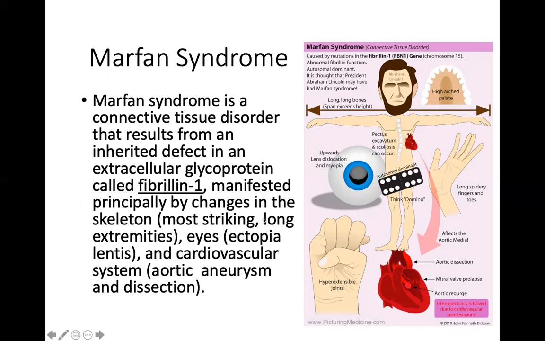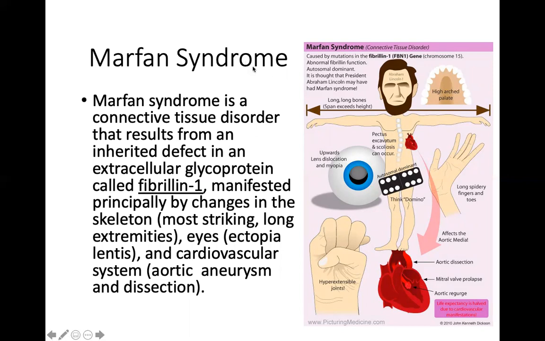The most striking is the long extremities. So mahaba yung mga karaw-kaw niya. Arachnodactyly. We also have changes in the eyes, ectopia lentis, and in the cardiovascular system, in which your large vessels are weakened, no? So pwedeng magkaroon ng aneurysm and dissection.